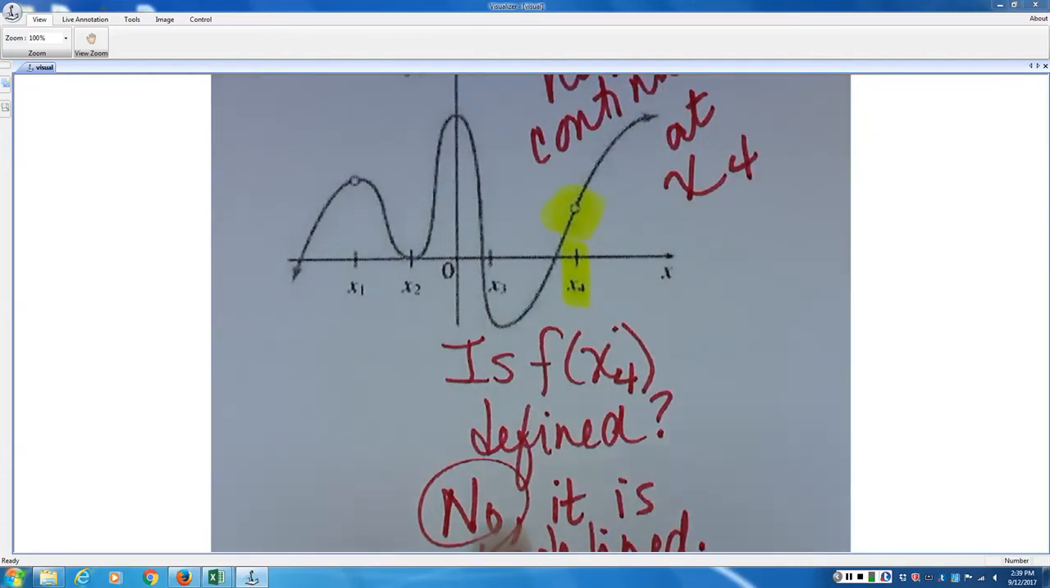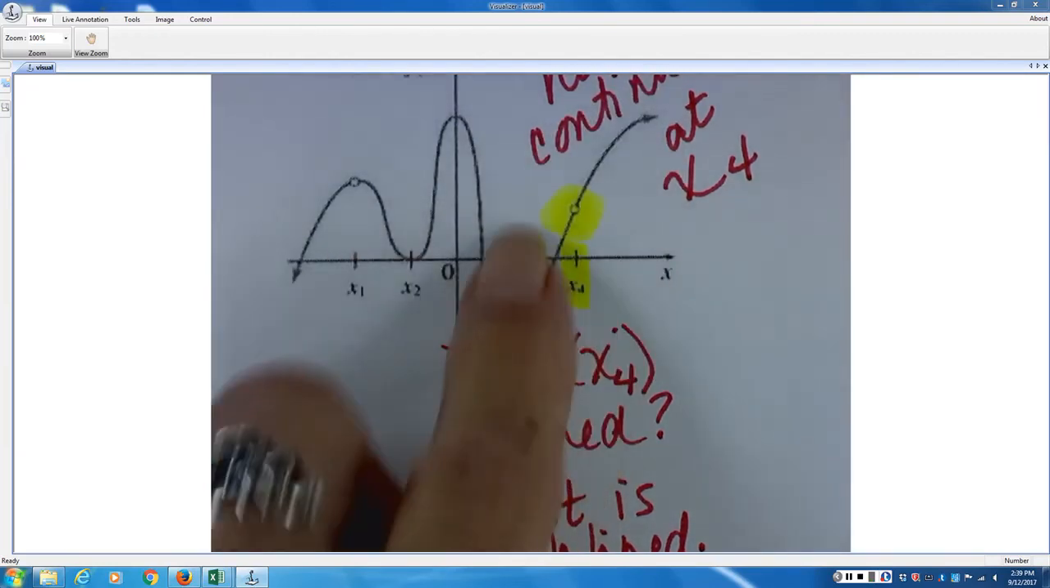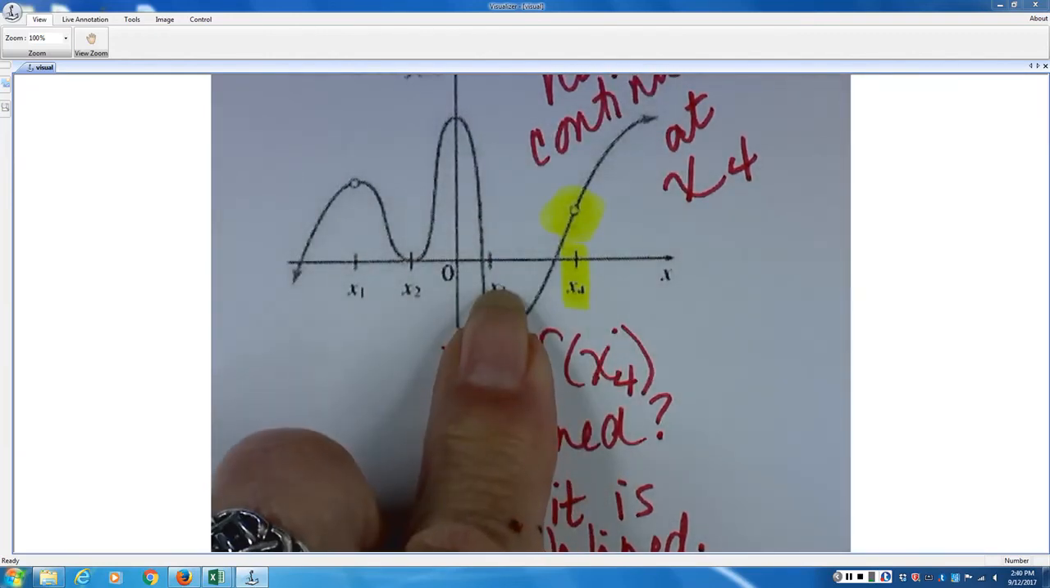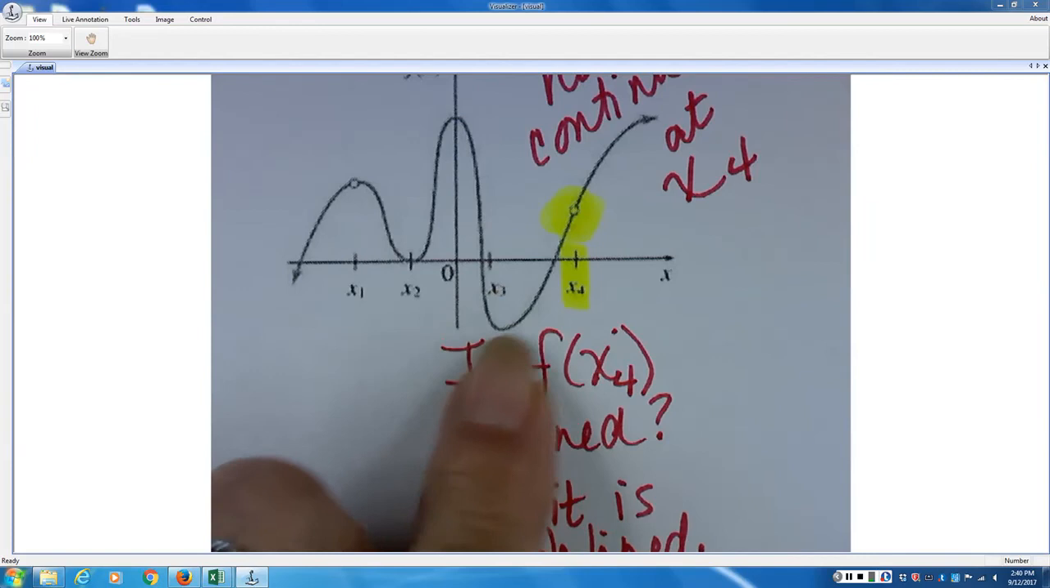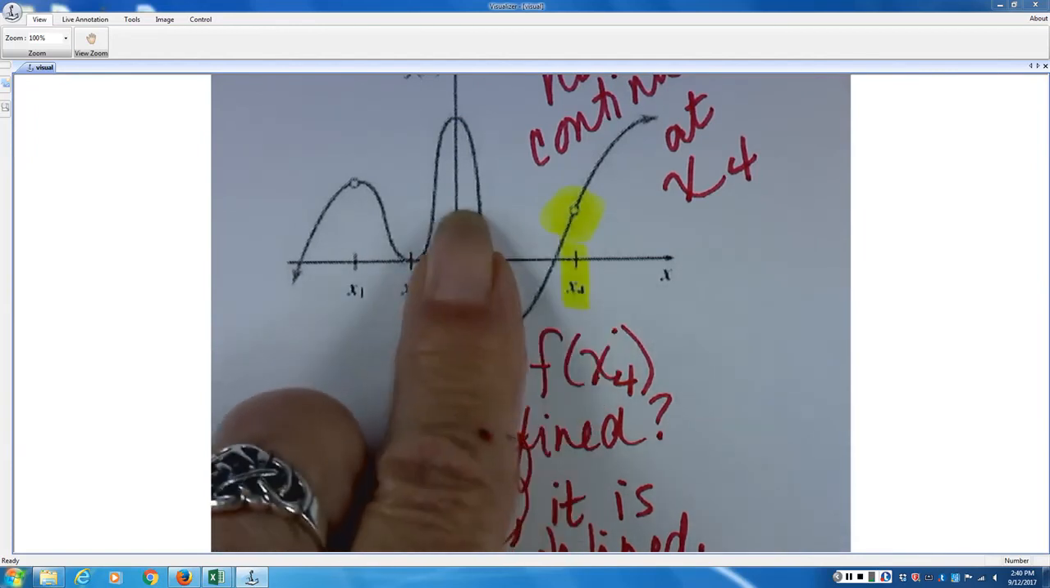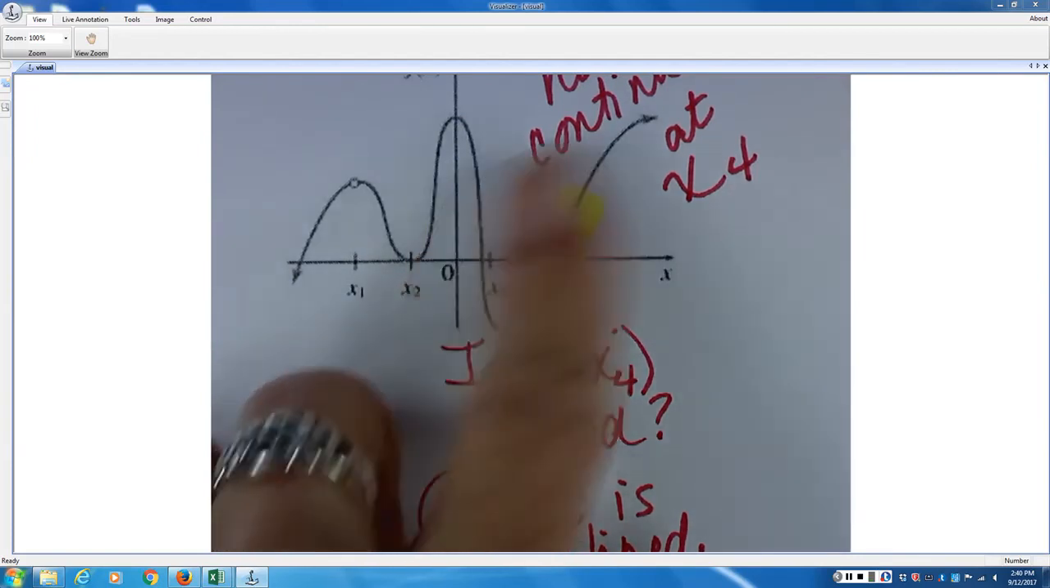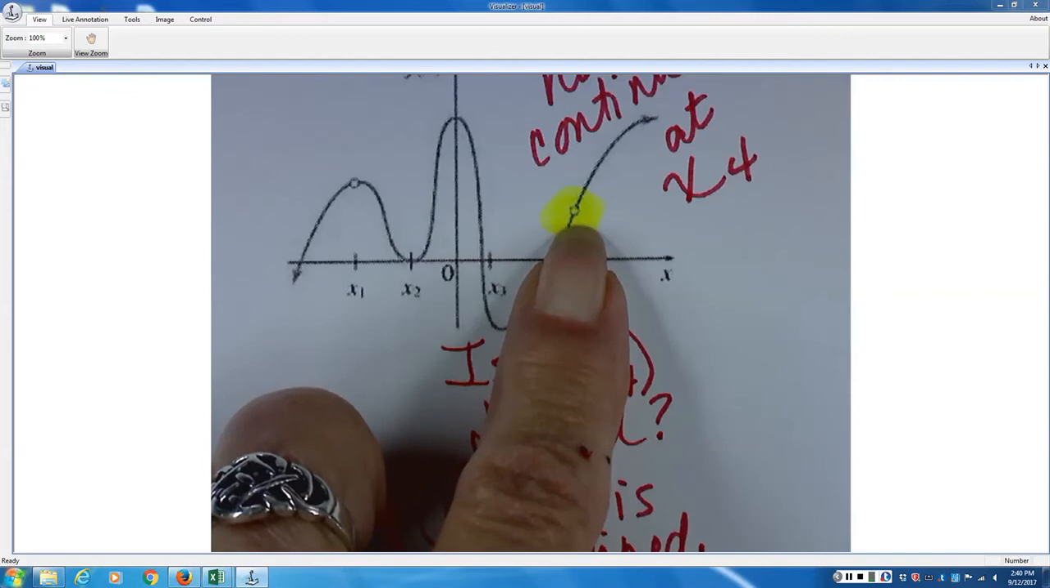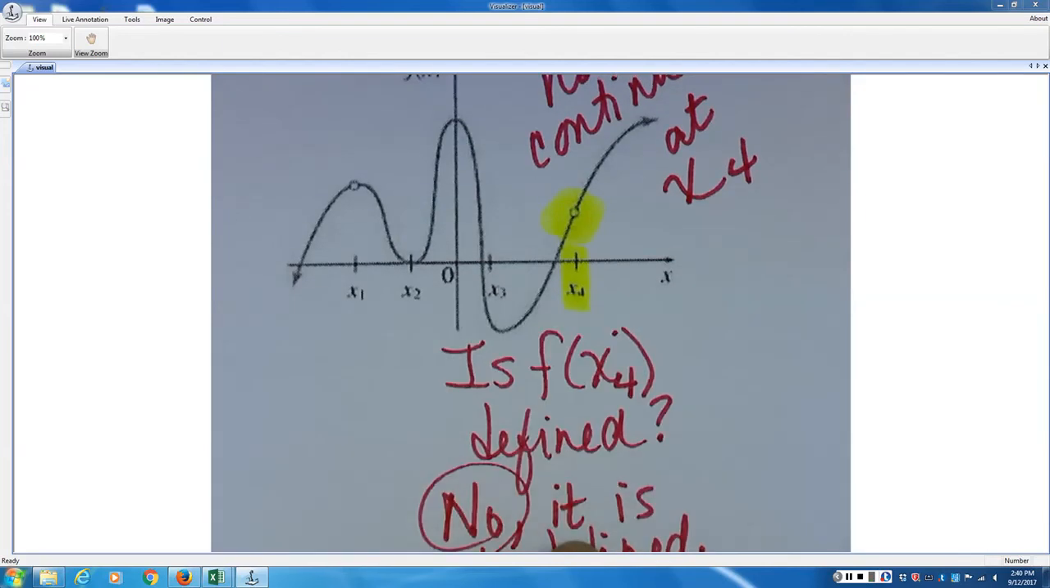And in fact, if you were to go on and look to see if there's a limit as x approaches x sub 4, does the limit exist? Yeah. The limit as it approaches x sub 4 is whatever that y value is from both sides. So the limit exists. It doesn't matter that the limit exists because f of x sub 4 does not exist. It's undefined. So no, it's not continuous there.